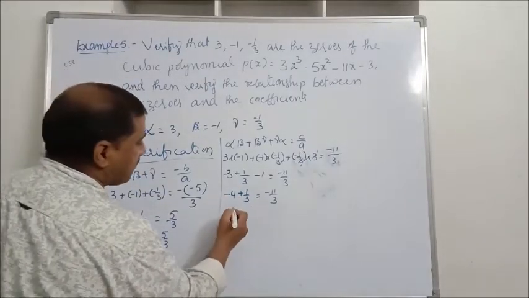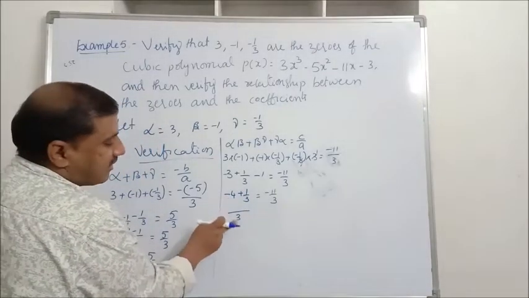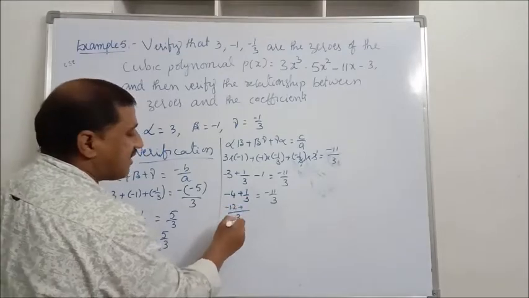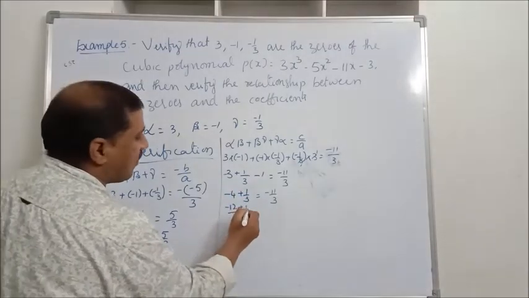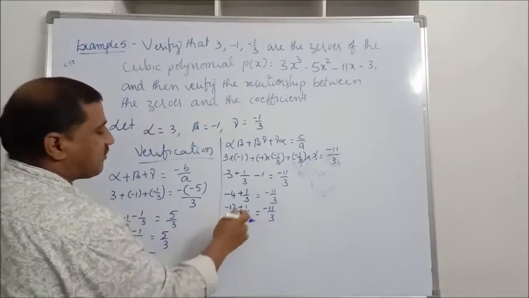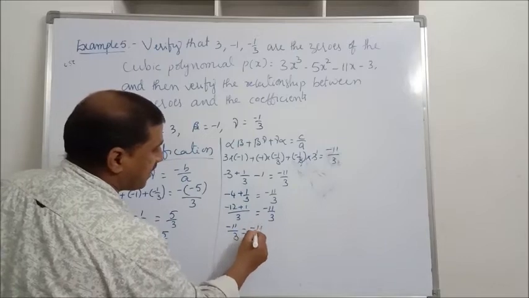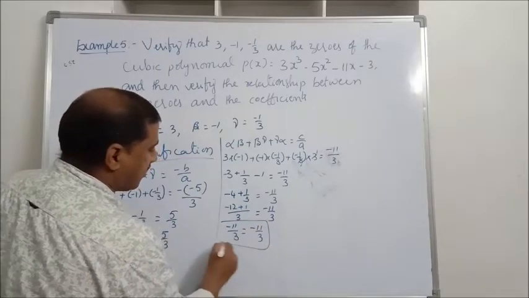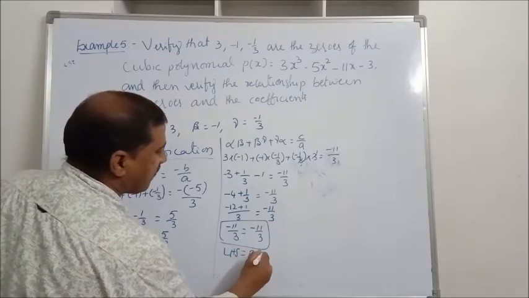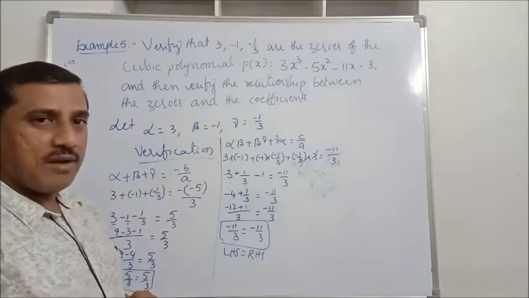Now take LCM for the left hand side, we get LCM is 3. 4 means it is 4 by 1. 1 3s are 3, 3 into 4 is 12, that is minus 12, plus 3 1s are 3, 1 into 1 it is 1, that is equal to minus 11 by 3. Minus 12 plus 1 is equal to minus 11 by 3, that is equal to minus 11 by 3. Now both sides LHS is equal to RHS, hence it is verified, the sum of the individual products of the zeros of the cubic polynomial.